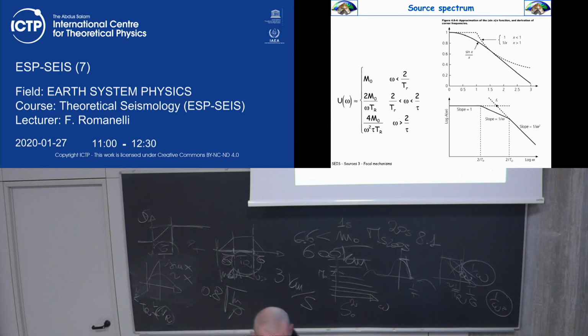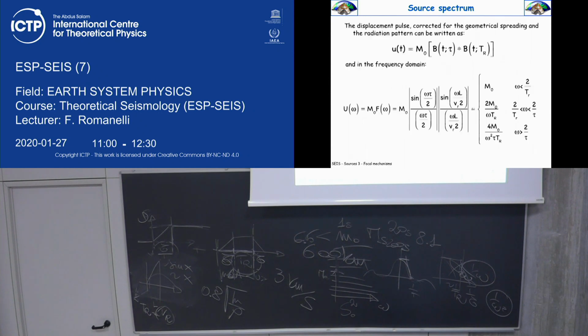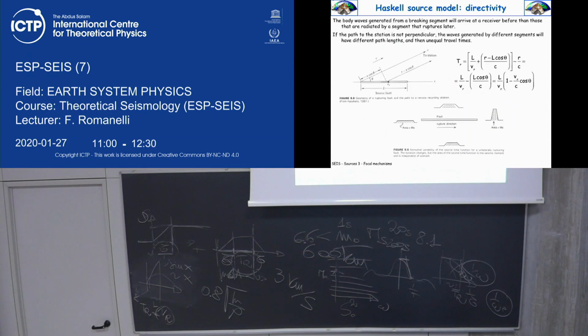Is it fixed? Well, for the source it is, but for a receiver it is not, because this is for the source, but for the receiver it depends on where you are. So if you are in front of a rupture, TR is shorter, right? If you are backward of a rupture, your TR is longer, right?